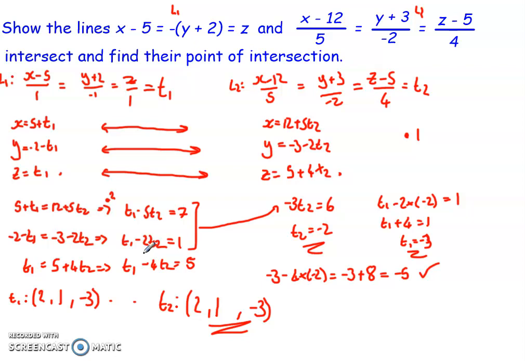When you've done that check, you find which of your scenarios it is. So they either intersect and it holds, or they don't intersect and it doesn't hold. So if this hadn't worked out here, my values for T1 and T2 would not work for the third equation. So those two lines do not intersect because the parametric values do not give me the same coordinate. Ultimately, those lines wouldn't intersect. So we have to remember that.